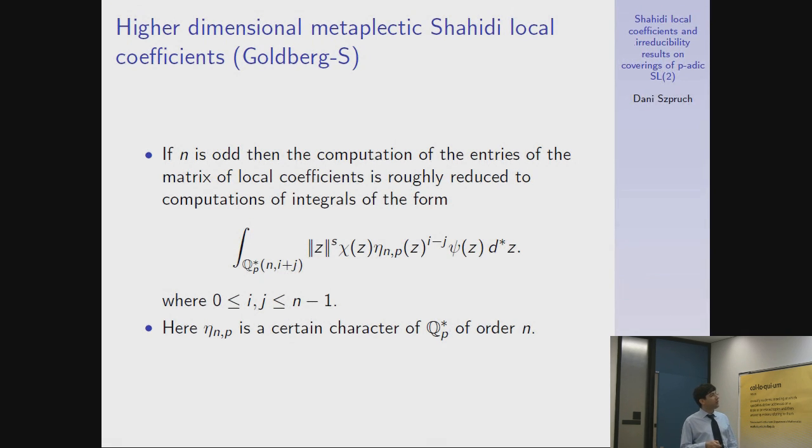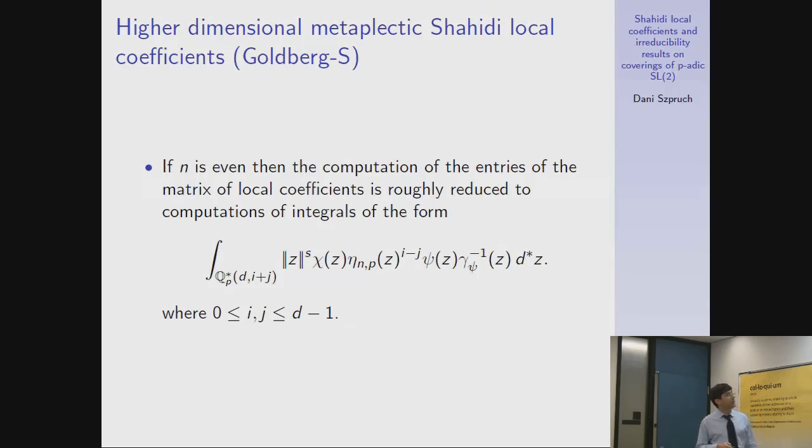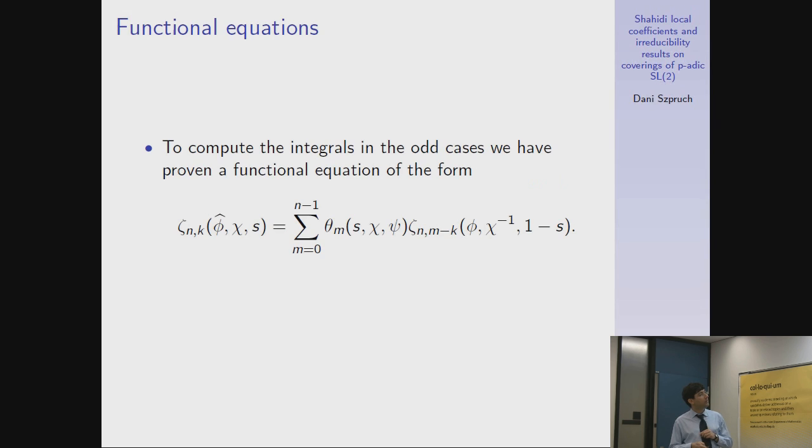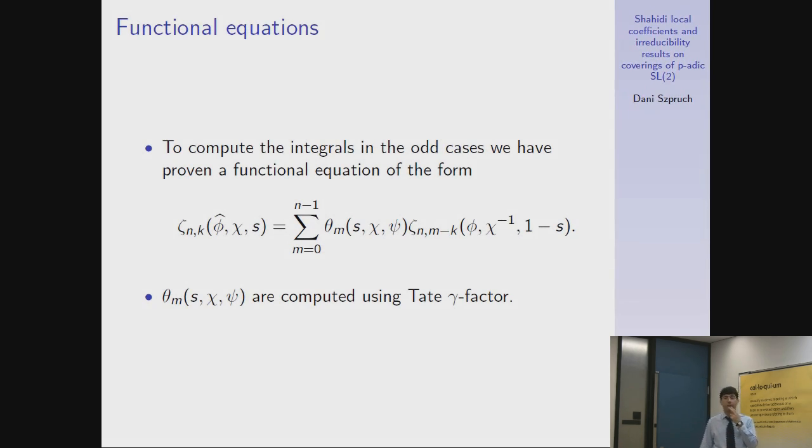So this looks kind of like a Tate integral. Is this also a gamma factor? And when you're playing the same game for the even cases, you end up with the same integral, only now you have this gamma psi inverse. So the question is, do you have here another Tate theory? We have defined the partial zeta integral. You integrate over this portion of the field. To compute the integrals in the odd cases, we have proven a functional equation of this form. So you relate the partial zeta integral of phi hat to a sum of partial zeta integrals of phi. The proportionality factors are computed using the Tate gamma factor.